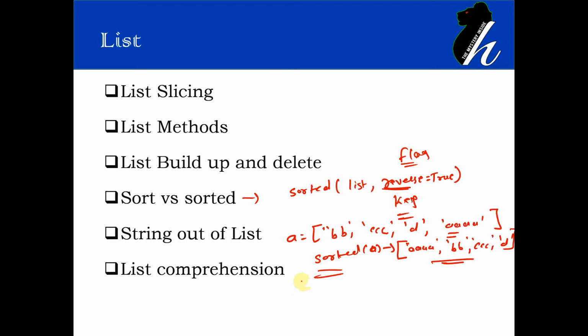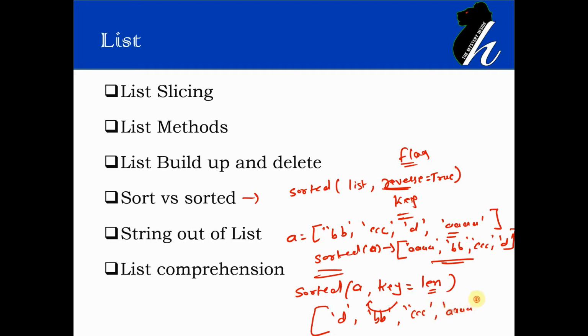We can write directly like this: sorted, the list I want to sort, and I need to mention the key value. Key equals len. Length is an inbuilt function in Python. So I can pass an inbuilt Python function as the second argument that is going to be applied to this function, and the output would be this now: D, BB, CCC and A.